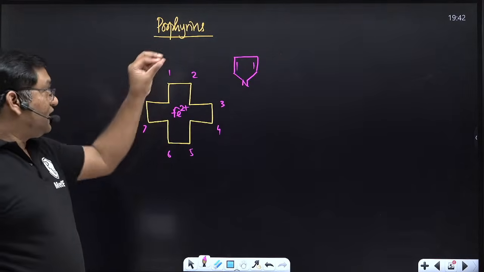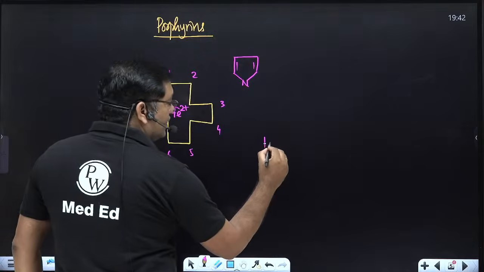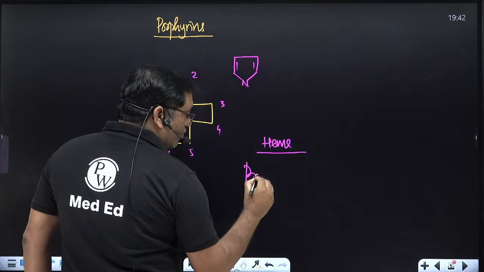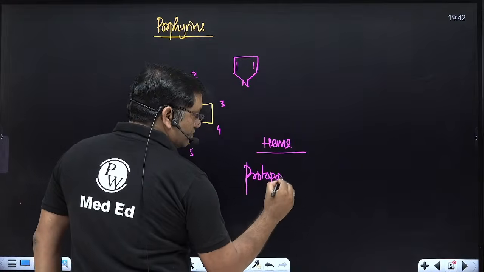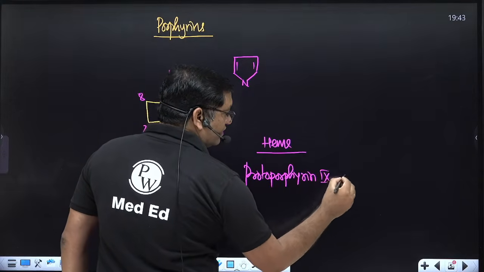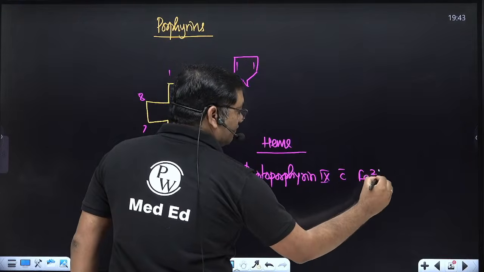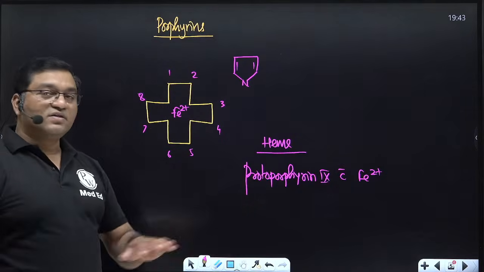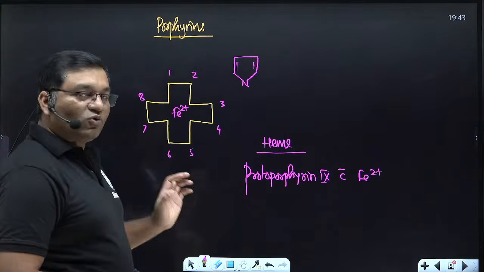Heme is nothing but protoporphyrin 9 with iron in the ferrous state. So that is heme, protoporphyrin 9 with iron. It is a hemoprotein. Heme is a prosthetic group.